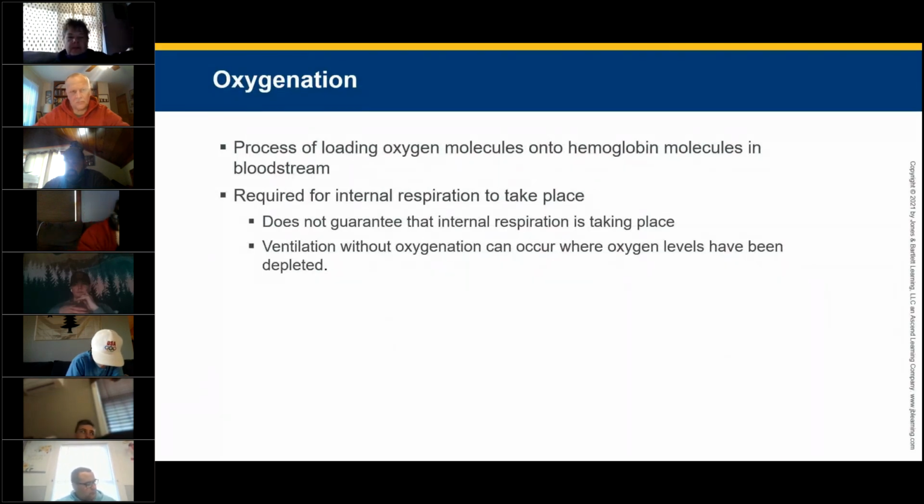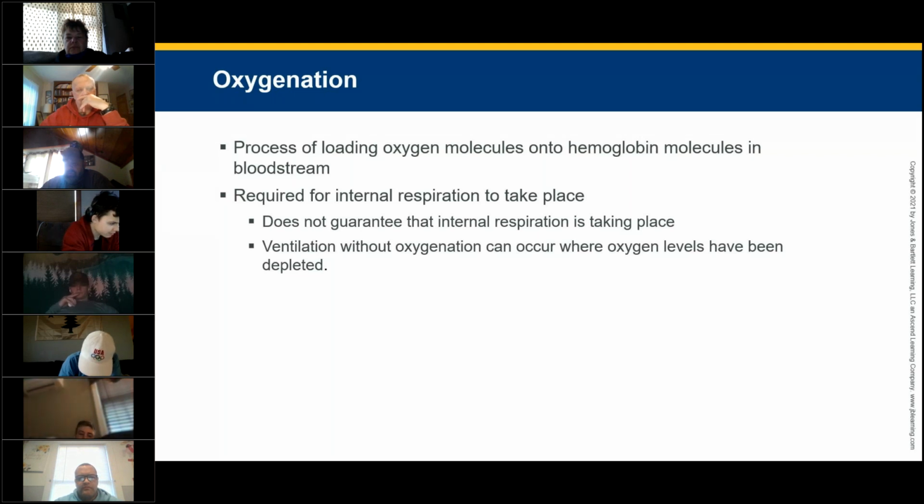So oxygenation is, again, the process of loading the oxygen molecules onto the hemoglobin molecules in the bloodstream. It's required for the internal respiration to take place, and oxygenation does not guarantee that internal respiration is taking place. Ventilation without oxygenation can occur in places where oxygen levels in the breathing air have been depleted, such as a mine, a confined space, high altitude, a fire. So in that scenario, you're still moving air in and out, but the concentration of the room air does not actually contain enough oxygen to oxygenate the body.